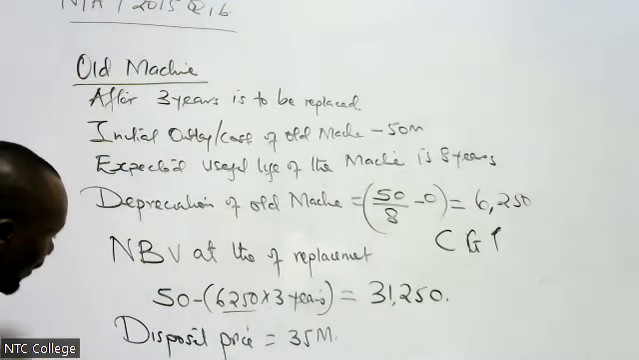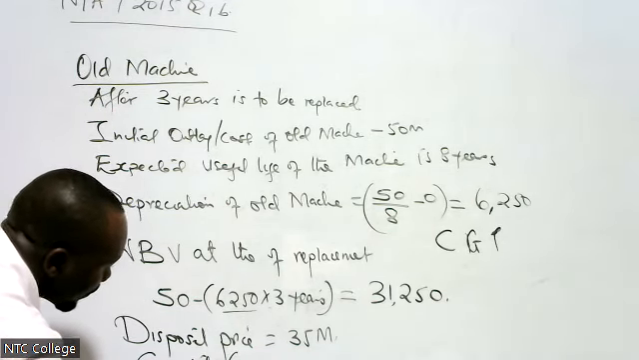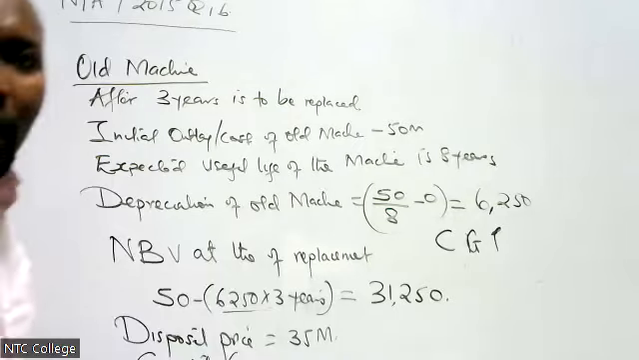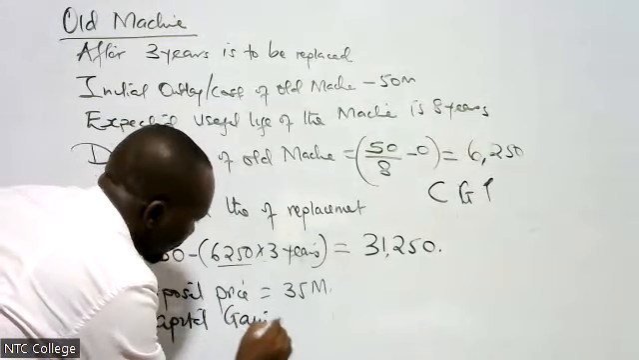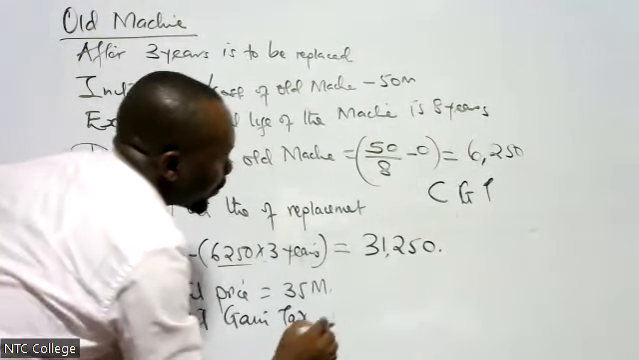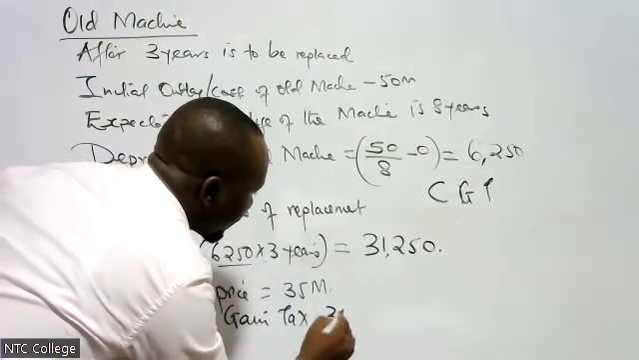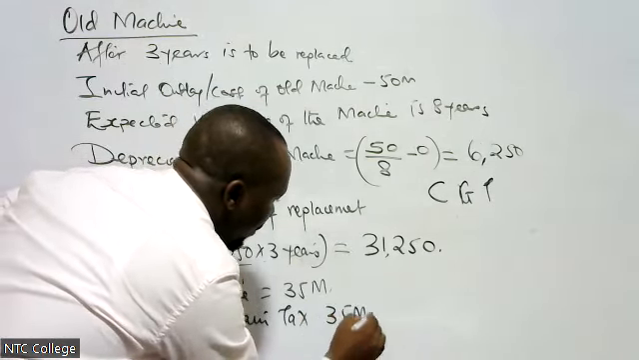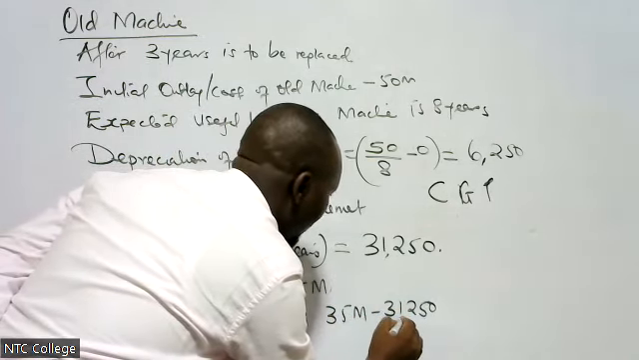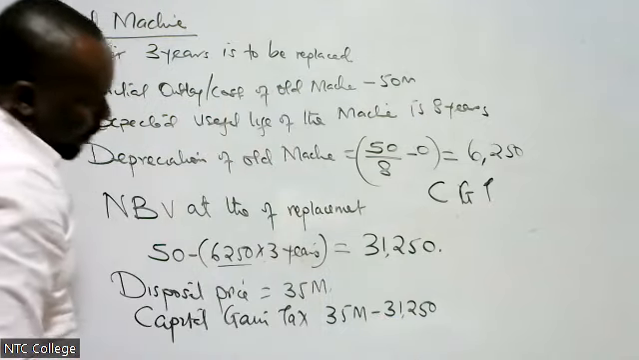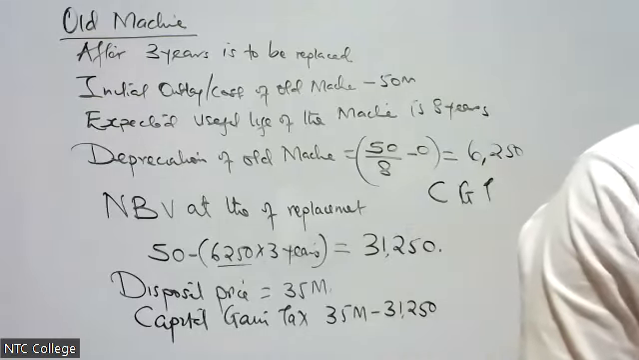So we have capital gain tax, which is the difference between this and this. That is 35 million minus what should have been realized. Is it 35 or 350? Let me see. The correct amount is 35 million.